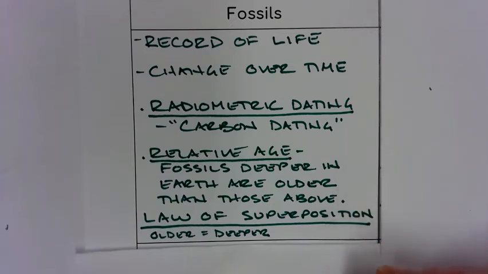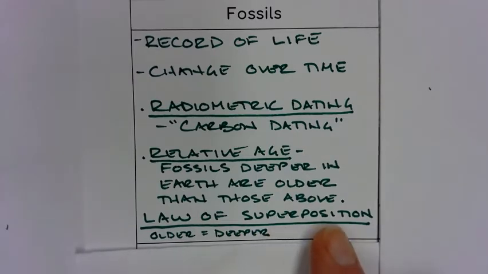Two other terms related to fossils are relative age, meaning fossils that are found underneath another fossil would definitely be older. Likewise, the law of superposition. Super means above, position means location, so older stuff tends to be deeper.